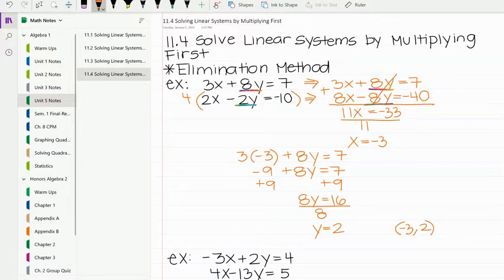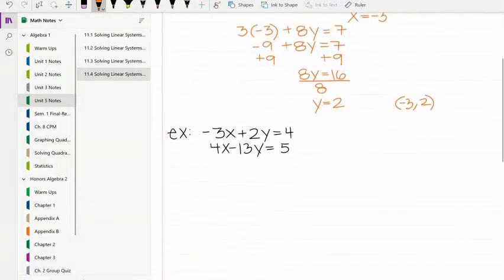This means if I were to graph both of these equations, we would have a point of intersection at negative 3, 2. So we're going to look at another example.